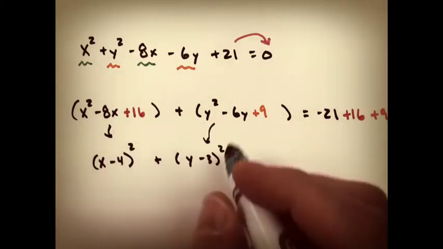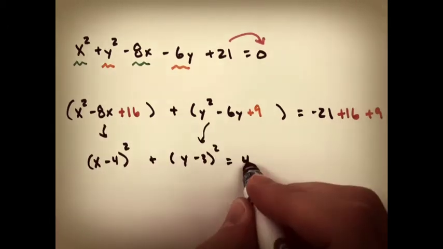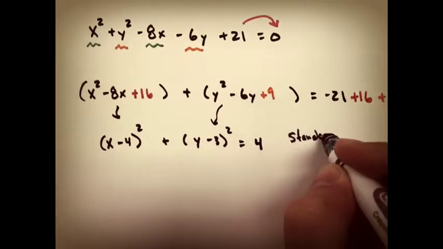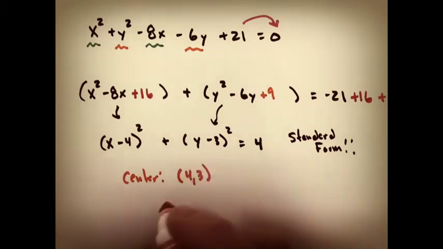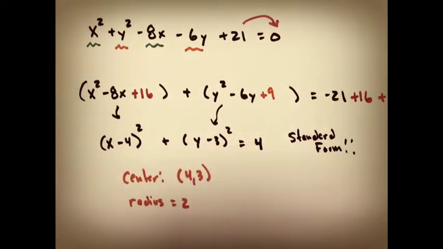This thing is now a perfect square if you factor it. The second thing is a perfect square, and the right side equals 4. It's in standard form. My center is at 4, 3. My radius is 2.